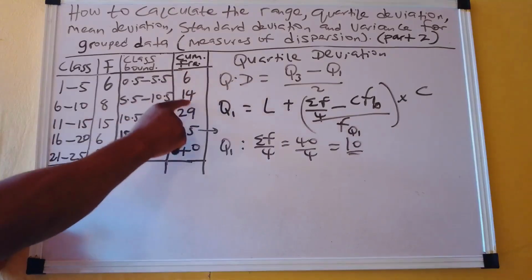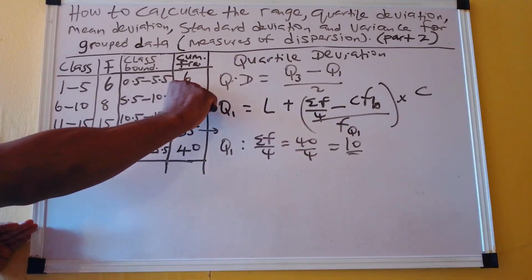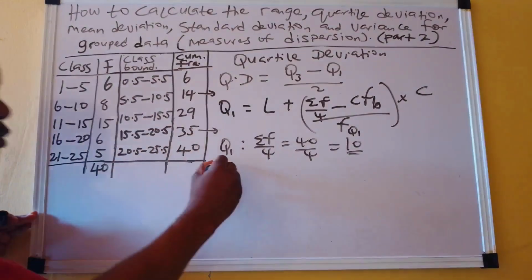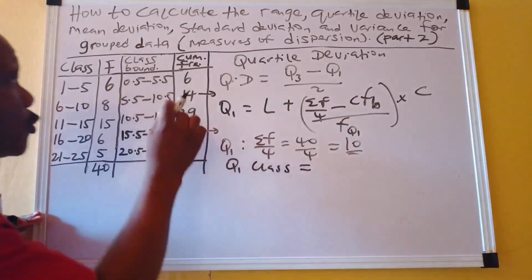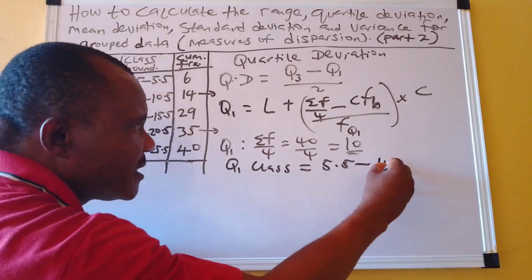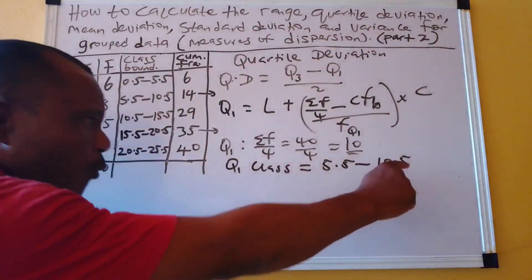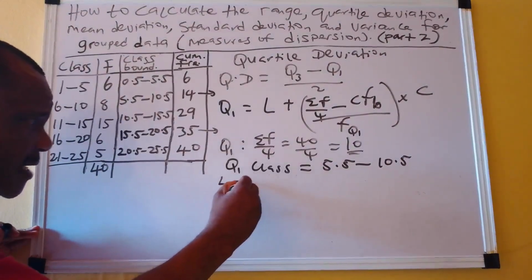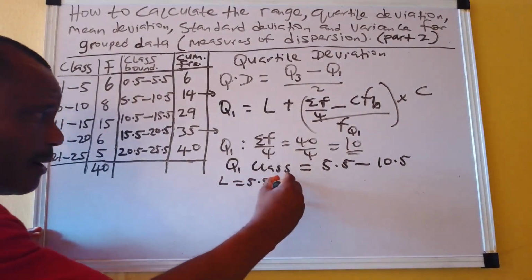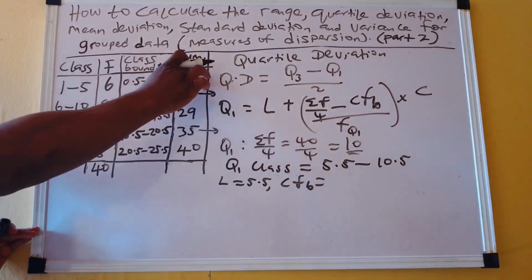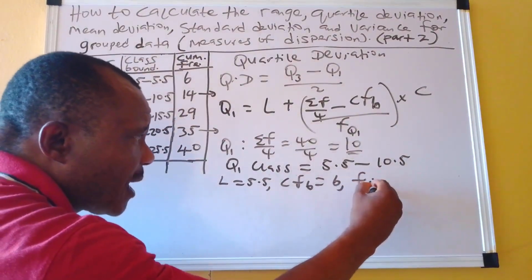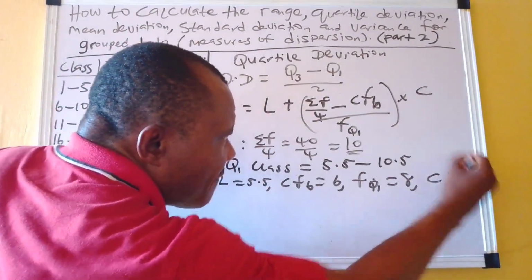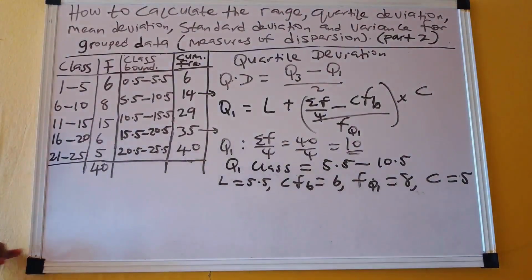Now 10 is above 6. Once it is more than 6, it falls in the second class, between any value above 6 to 14. So this will be our Q1 class. Note we use the class boundaries, so our Q1 class is equal to 5.5 to 10.5. When the Q1 is calculated, it must fall within this class. From here we can get everything we need. Our L is equal to 5.5, the lower value of the class. The cumulative frequency before that class is 6. The frequency of the Q1 class is 8. And again, our class size is 5. So we'll now come here and calculate our Q1.